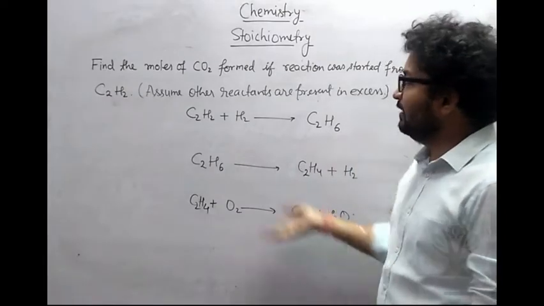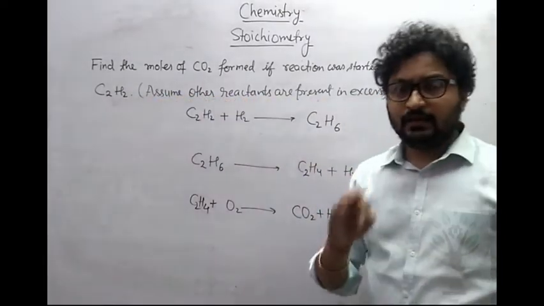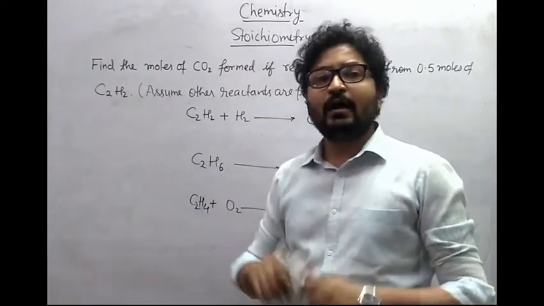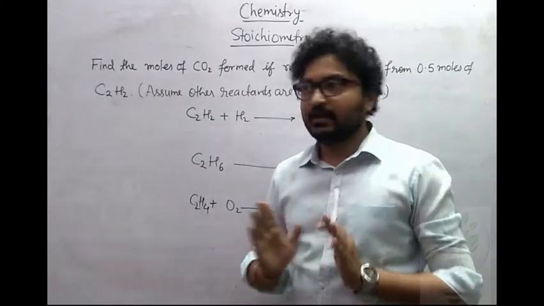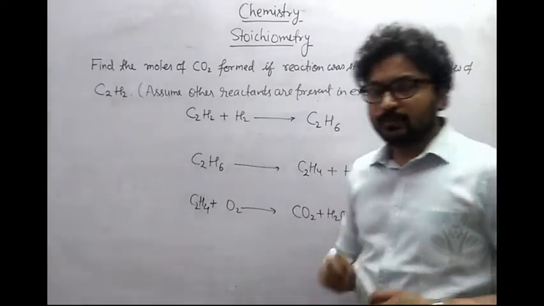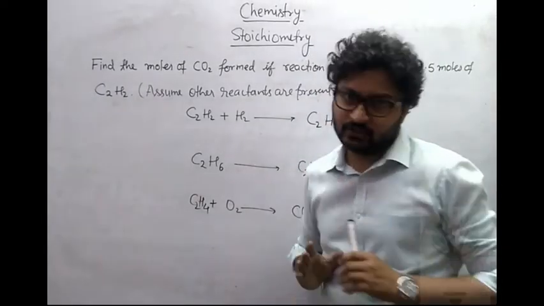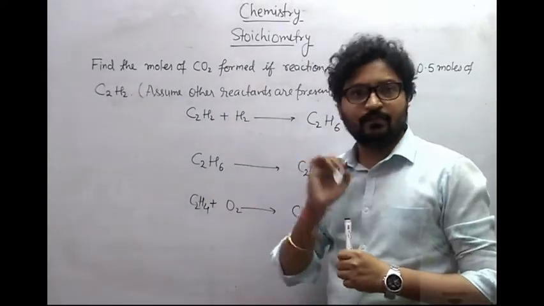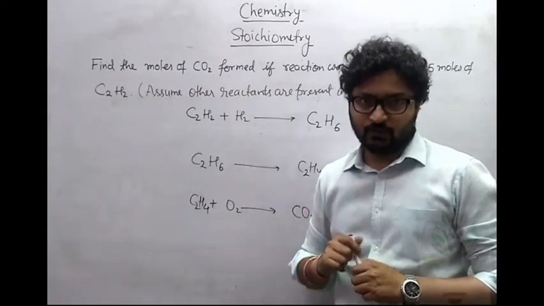Now what you have to do, and one more thing is given: assume other reactants are present in excess. Let me tell you, whether this statement is given or not, you have to take other reactants in excess. Now let's start. What should be our first step? Our first step should be to balance all the reactions. Please pause the screen and give this question a fair try. Let's see, can you do it or not?